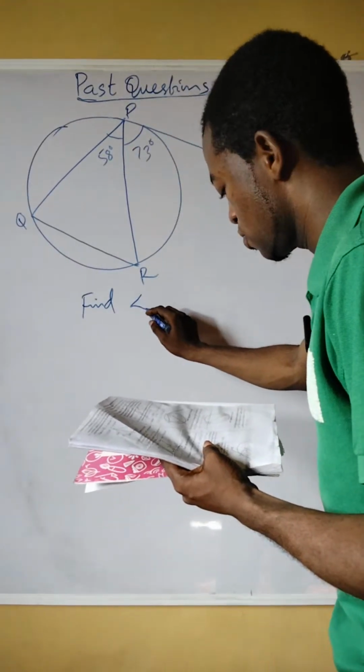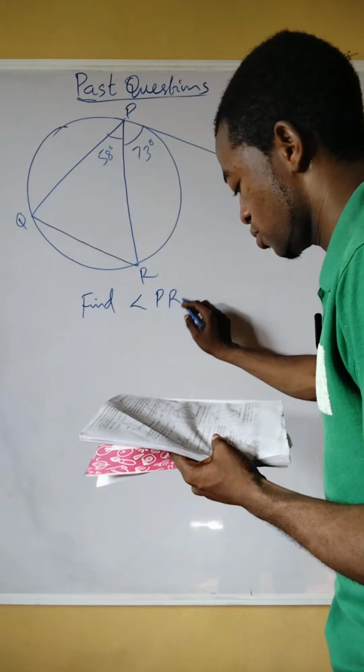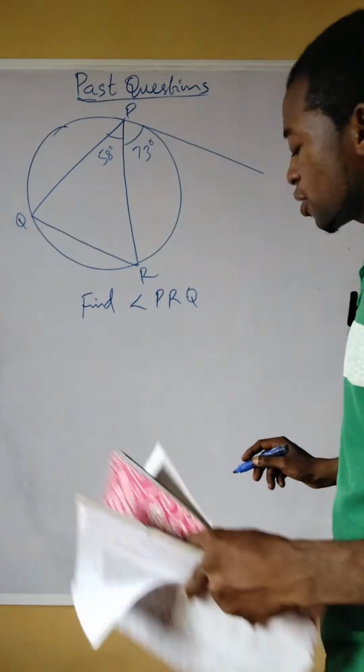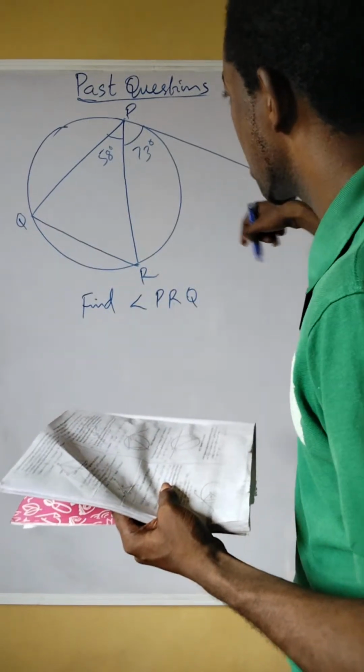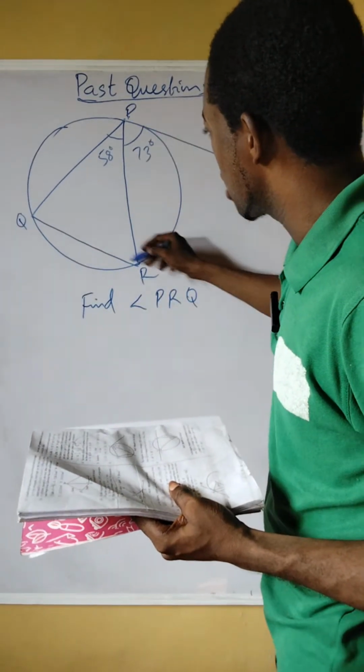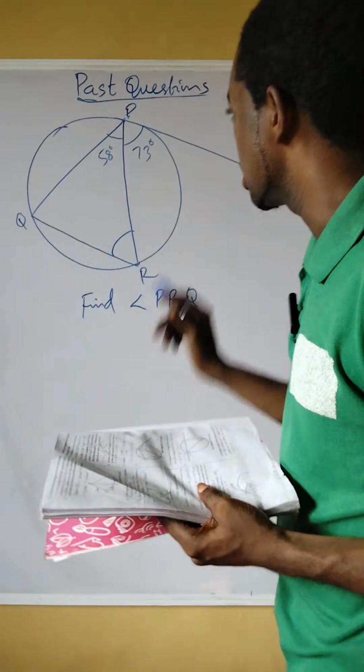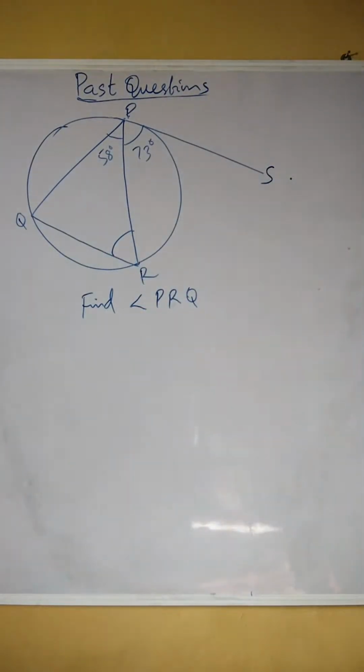So find angle PRQ. This is Q, this is S. PRQ. Don't forget this is PRQ. So this angle is what we are finding. Now this question is just two-step direct.